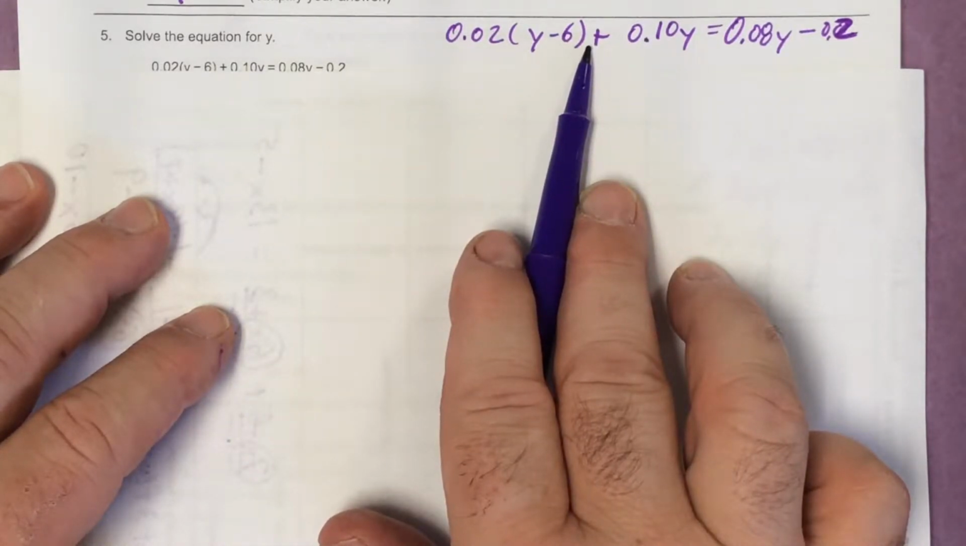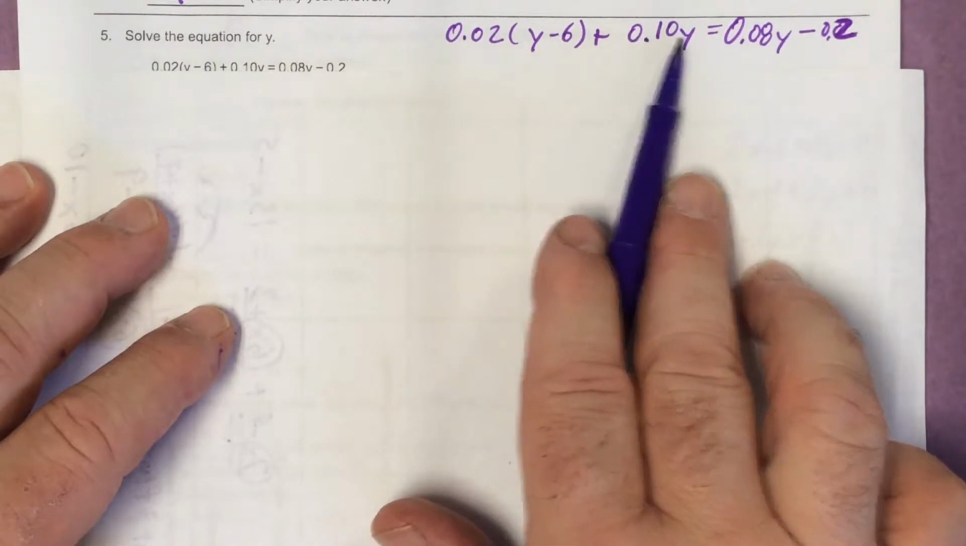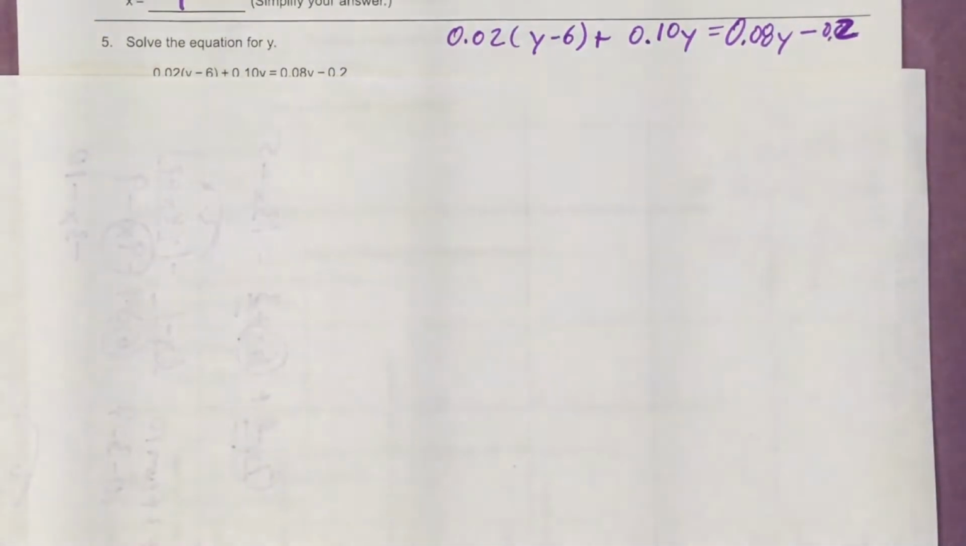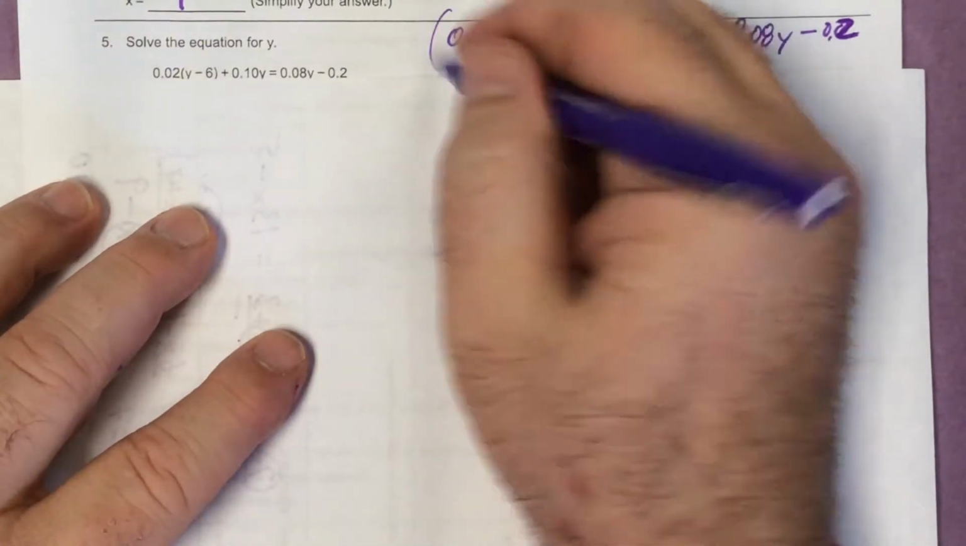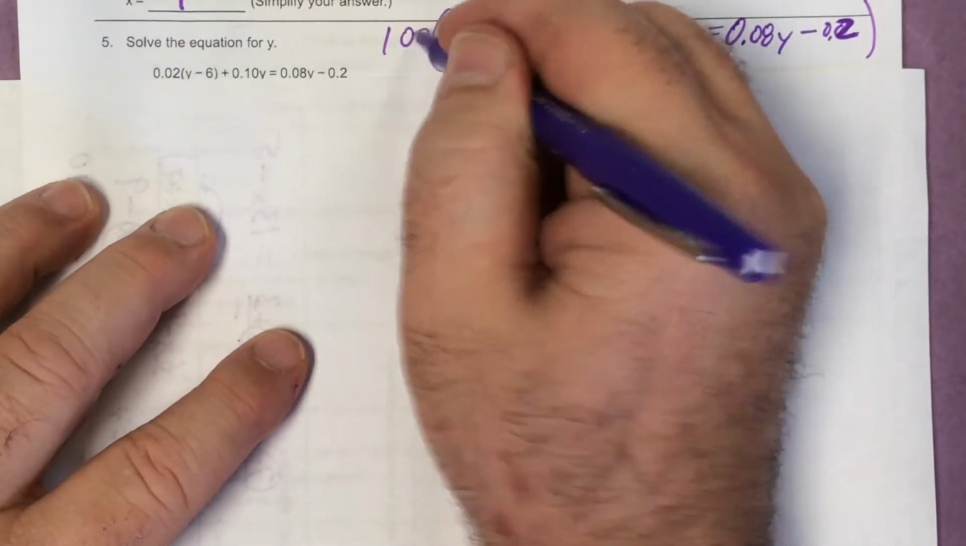And what I'm going to do now is multiply this, this, and this by some power of 10. If we had just one decimal in all these, I could multiply by just 10. But in this case, I'm going to multiply everything through by 100.